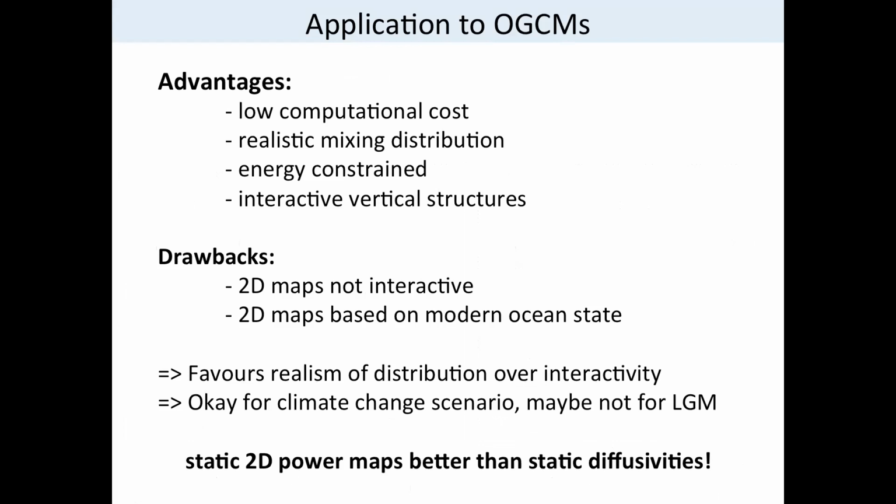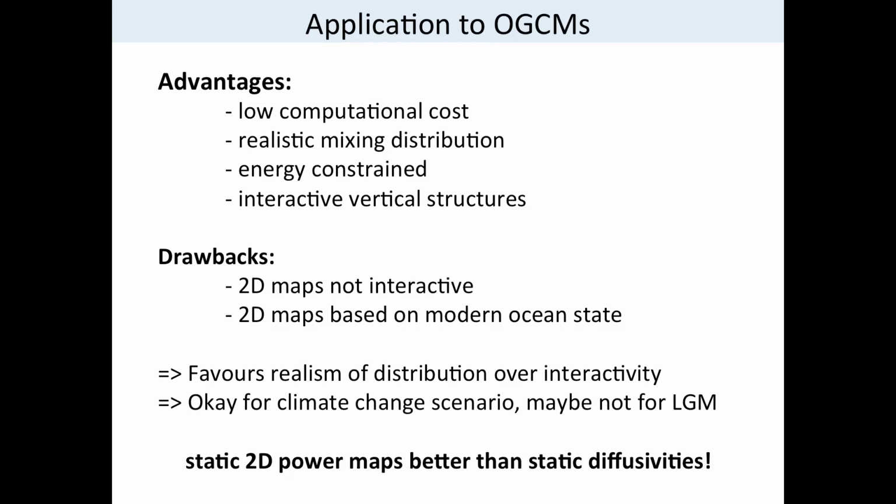So the advantages are the following. It's quite cheap computationally because you just have to read 2D maps and then distribute the energy in the vertical. The mixing distribution is quite realistic, as we just showed. By construction, it's energy constrained. And finally, the vertical structures are interactive. And we know that vertical structure is perhaps the most important ingredient in such mixing parameterizations.